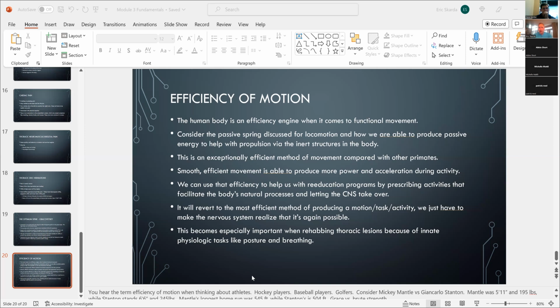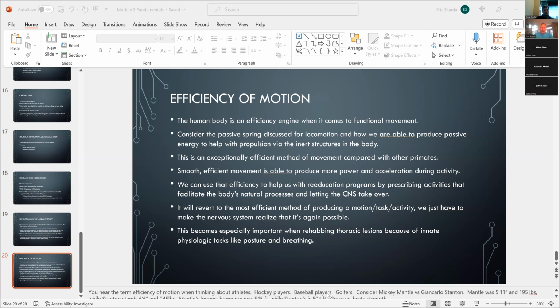Looks like they could do this sort of thing all day long. It's because of the lack of tension that they have in their body. They're able to utilize this sort of economy of motion because they can produce these passive springs, this sort of efficiency of motion.